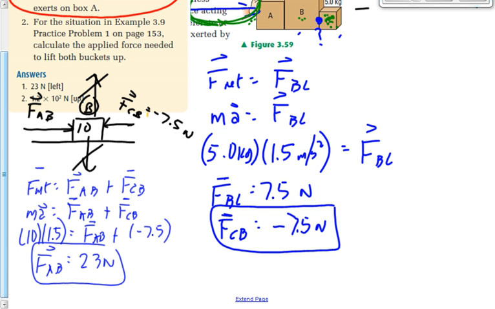We're actually looking for the force of B acting on A though, right? So what's that going to be? It's going to be negative 23 newtons. Does that make sense?